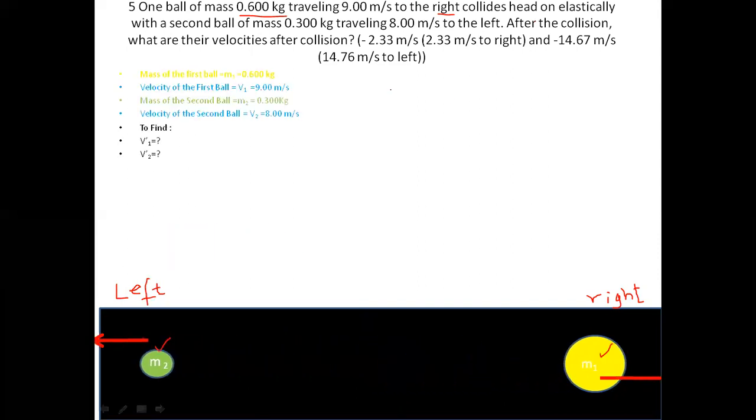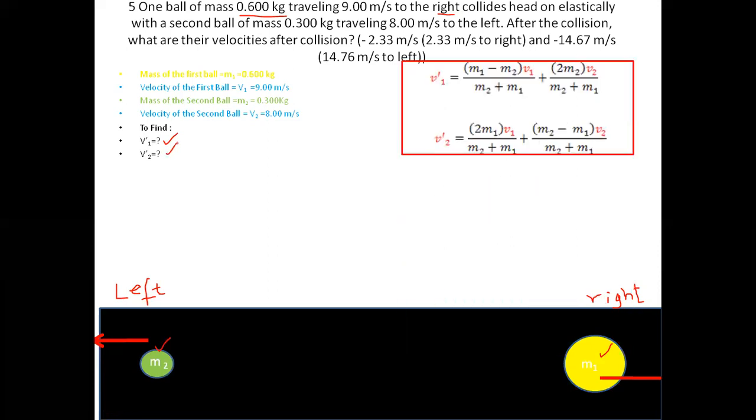So let's assume that the mass of the first ball, m1, is equal to 0.600 kilograms. The velocity of the first ball, v1, is 9.00 meters per second. The mass of the second ball, which is in green, m2, is equal to 0.300 kilograms. The velocity of the second ball, v2, is equal to 8.00 meters per second. We have to find the velocity of the first ball after the collision, and the velocity of the second ball after collision as well.